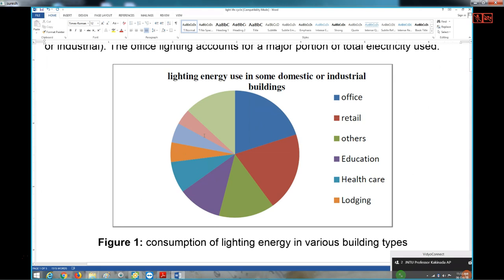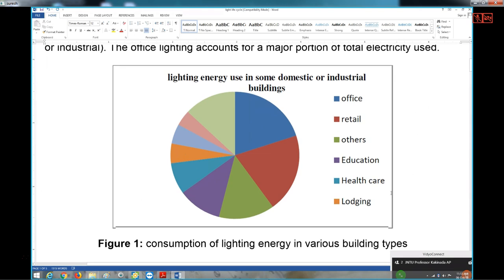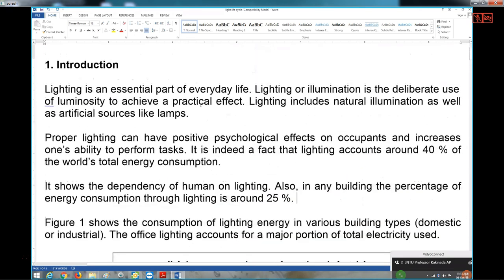So like that, different sectors utilize light energy after the natural light, that is, light from the sun, is absent after 6 p.m. Now regarding this case, we will see a short introduction regarding lighting issues. Lighting is an essential part of everyday life. We have to complete our works during the presence of light. If natural light is not available, we definitely have to depend upon artificial light.